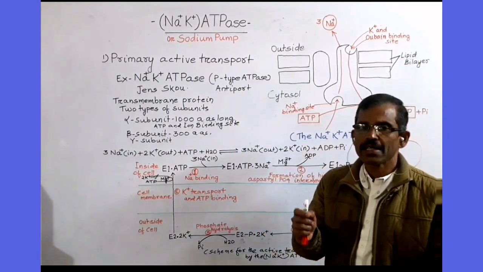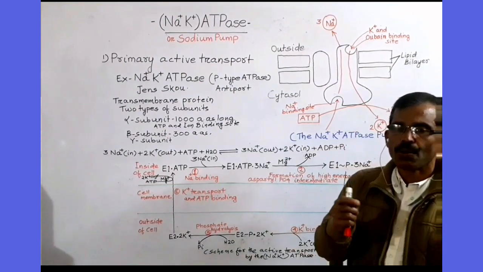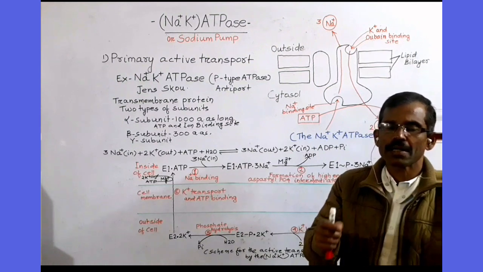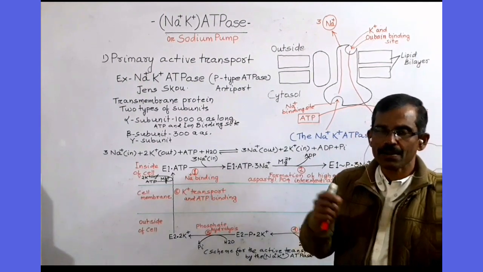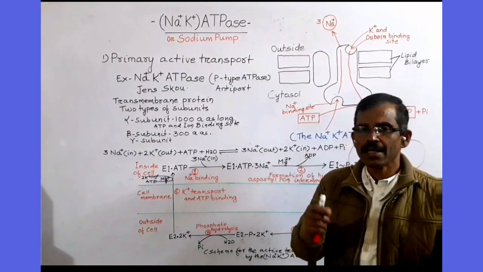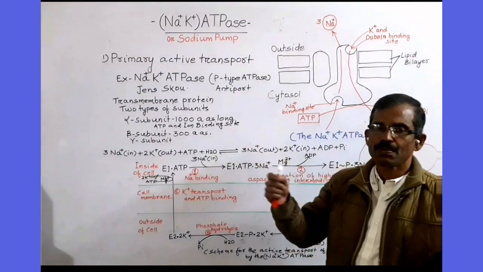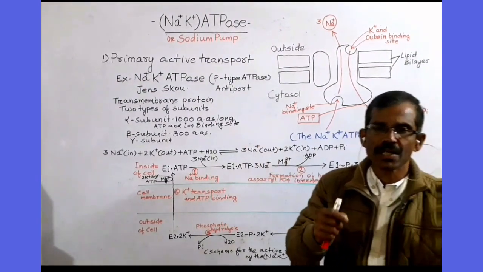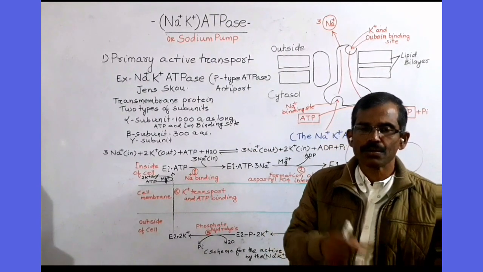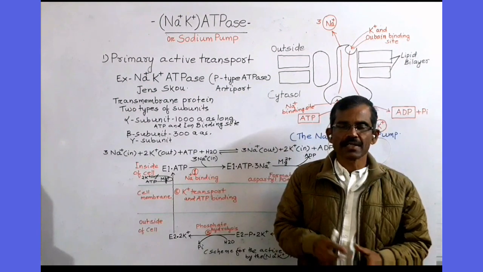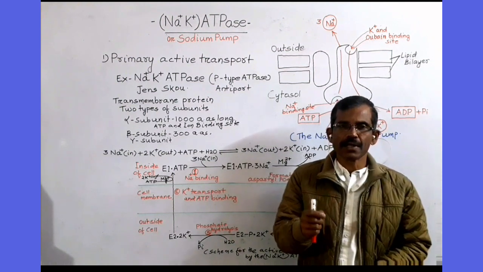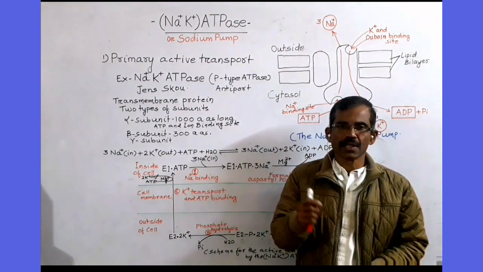ATP phosphorylates this aspartate residue only in the presence of sodium ions, but the resulting aspartyl phosphate is subject to hydrolysis only in the presence of potassium ions. This indicates that this active transport system has two conformational states. One is E1 and the other is E2. These two conformational states have different structures, different catalytic activities and ligand specificities.